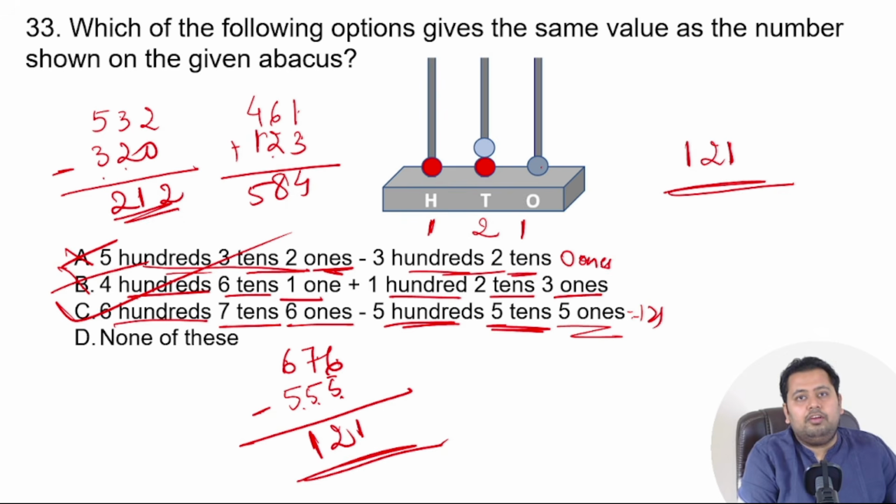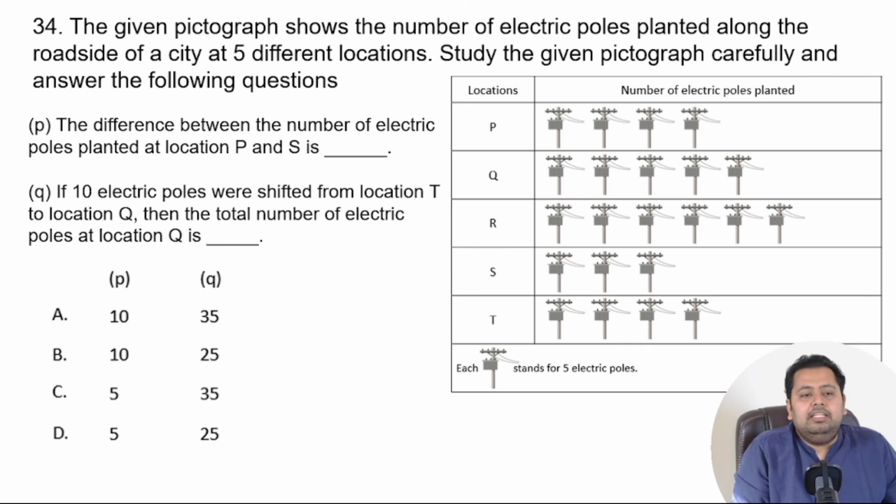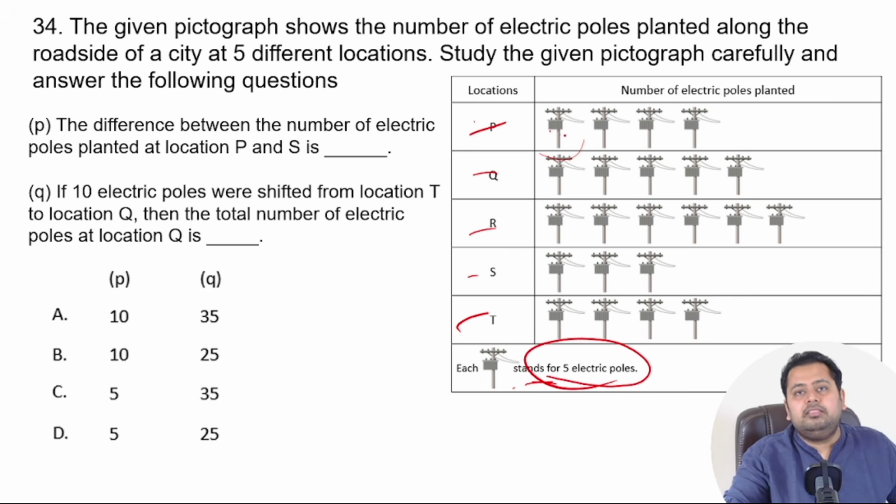If you have got it right, give yourself a star, and we move to the next question. The next question is again a pictograph question. The given pictograph shows the number of electric poles planted along the roadside of a city at 5 different locations. So there are 5 different locations, that is P, Q, R, S, and T. And this single image stands for 5 electric poles. So every image represents 5 electric poles, and the number of electric poles that were installed in each of the areas needs to be found out.